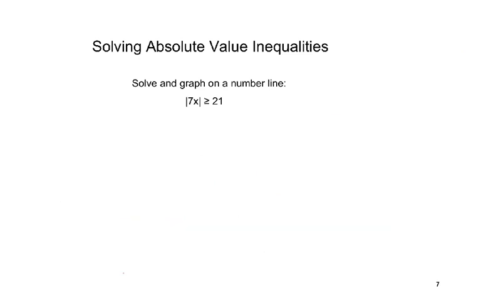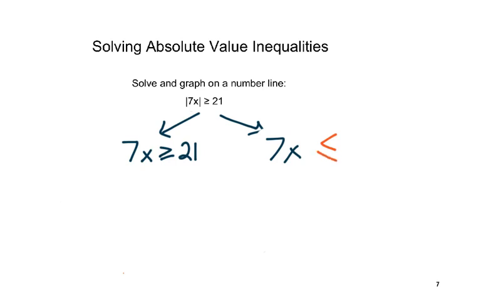So in summary, what we do with this problem is branch off in two directions. We think of 7x as greater than or equal to 21, that's what's inside the absolute value sign. Or 7x could be, and we have to flip the sign, less than or equal to, and put a negative sign in front of that 21 to solve it. That way we get two solutions: x is greater than or equal to 3, or x is less than or equal to negative 3.